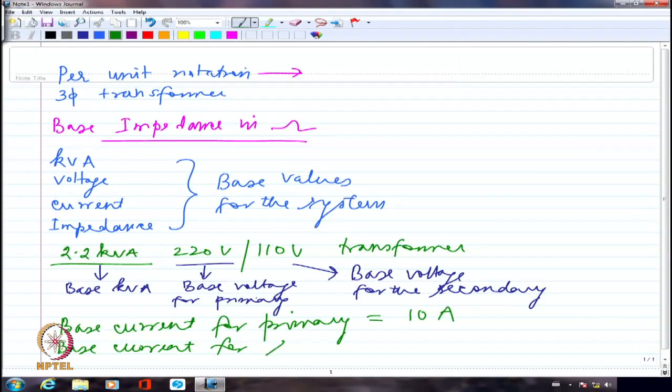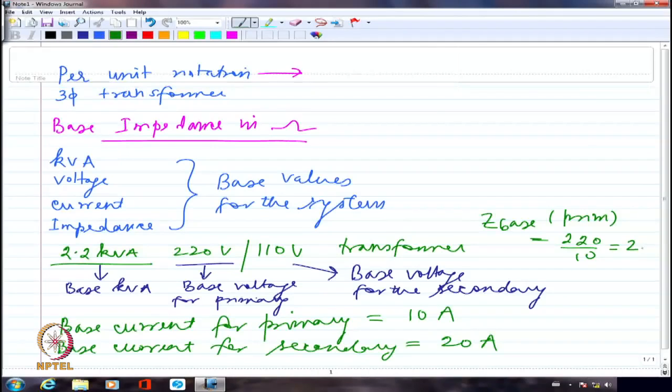Right? Now, if I define base impedance very clearly for the primary and secondary, they would be different. Z base for the primary will be 220 divided by 10, which is 22 ohms. Whereas, Z base for the secondary would be 110 divided by 20, which is 5.5 ohms. So, the base impedance will be different for the primary side and secondary side. Similarly, base voltages and base currents will be different for the primary side and secondary side, whereas the kVA will be common for all of them.